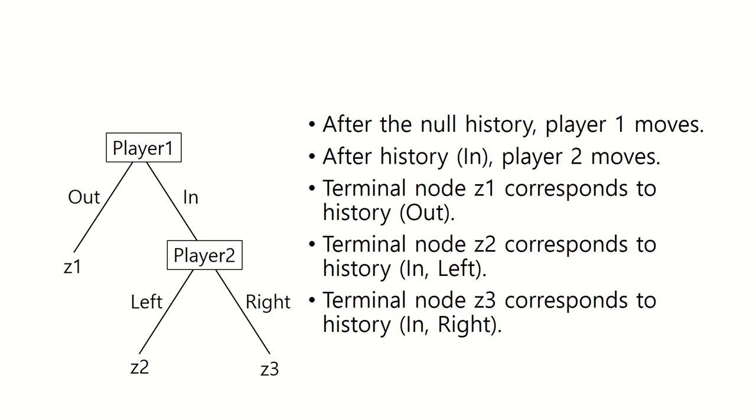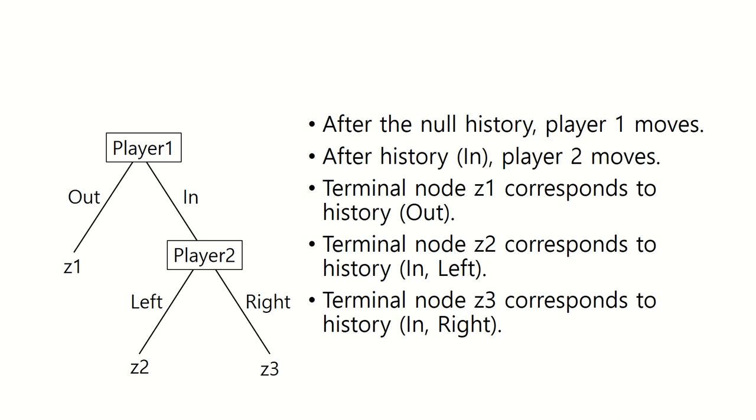At the starting point, player one moves. Look at this game tree. At the starting point, player one moves. The player can choose either out or in, right? So there are two available actions, out or in. And after history in, player two moves, right? After history in, player two moves. And there are three terminal nodes, Z1, Z2, Z3.